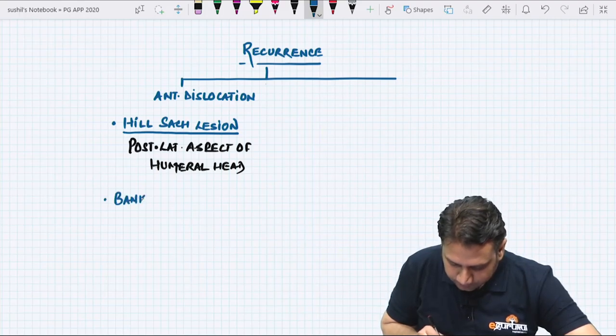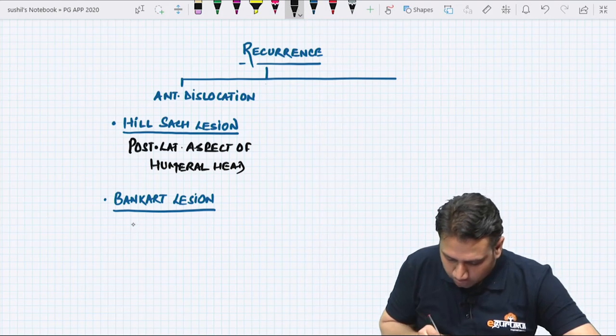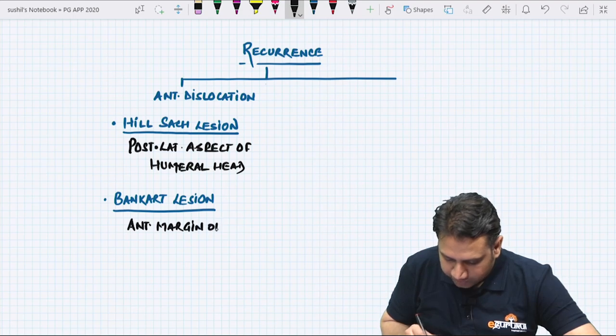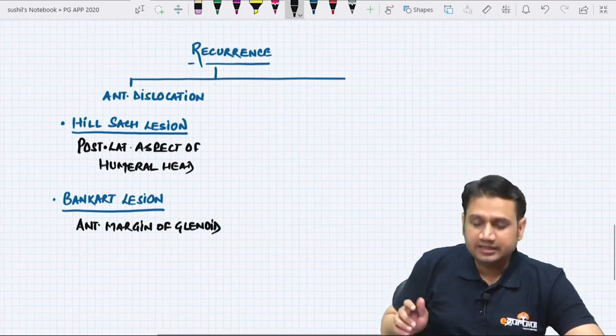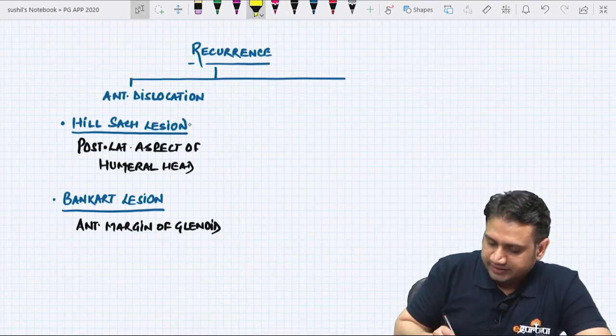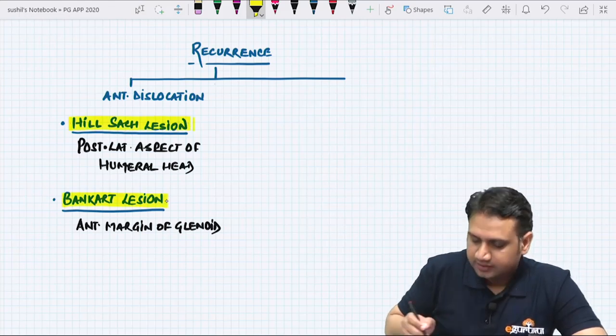Second one is the Bankart lesion. The Bankart lesion is seen on the anterior margin of the glenoid. Right? When there is a recurrence in anterior dislocation, we can see two different types of lesions. One is Hill-Sachs and the other is Bankart.